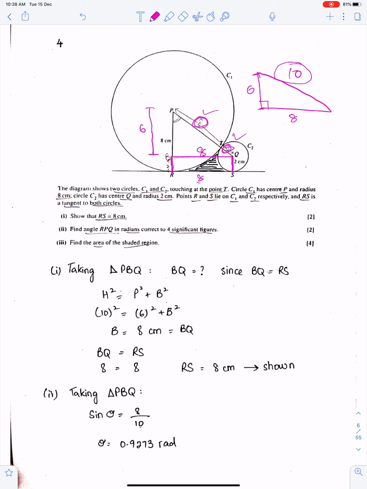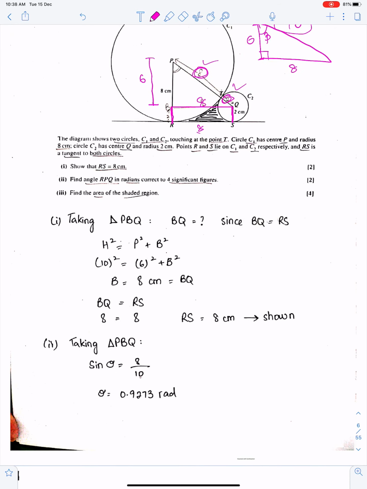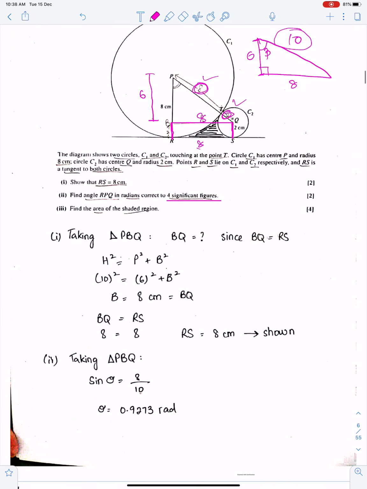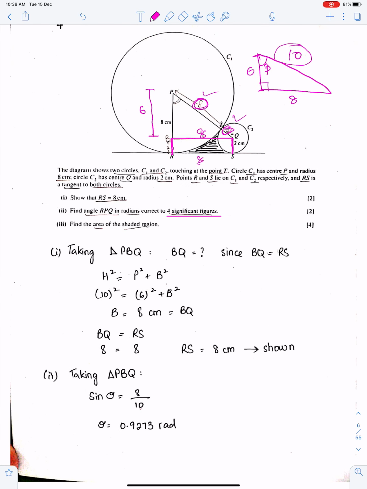Find the angle RPQ. Now check where is RPQ. This is so simple. This angle is P. By using sine, cos or tan, we can get this thing. So the answer is 0.9273. But okay, they required the answer in up to fourth significant figure. Find the area of the shaded region, which is very simple. You just need to get the shaded region as trapezium minus this sector and this sector. But for this sector you must have this total angle.